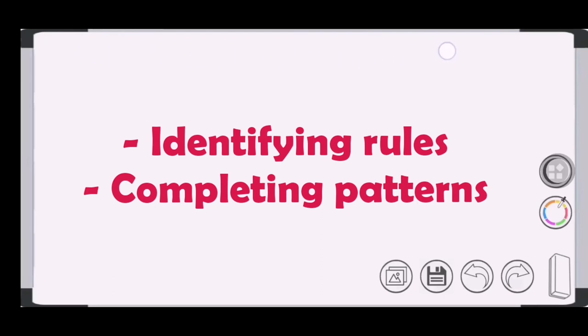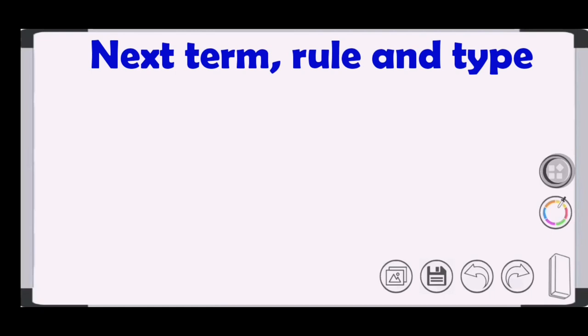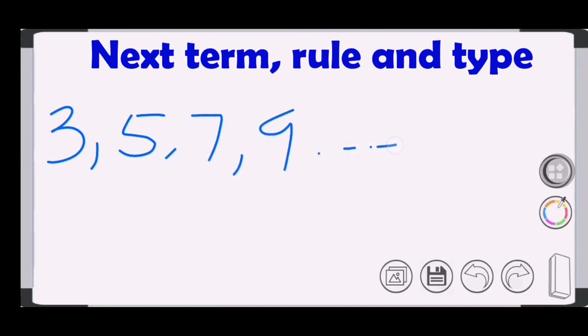Now, we are going to look at our first example. By the end of the lesson, you should be able to identify the rule of the pattern or sequence, write the next three terms, and also tell whether it is a geometric sequence or a numeric sequence. Great. My first example, I have 3, 5, 7, 9, and Tn.